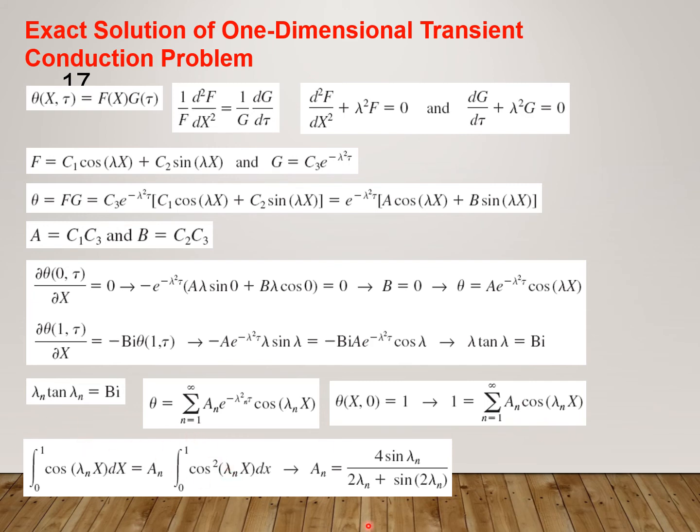So on integrating we get this formula: integration of 0 to 1 cos lambda n x dx, a n equals that over integration of 0 to 1 cos square lambda n x dx. So a n comes out to be 4 sin lambda n upon 2 lambda n plus sin 2 lambda n. We don't need to remember this derivation part, we only need to remember the result.